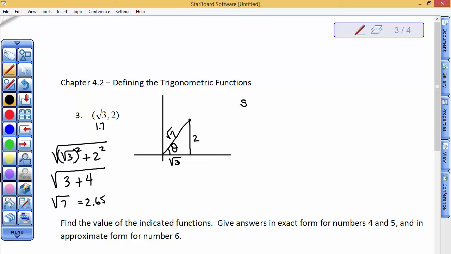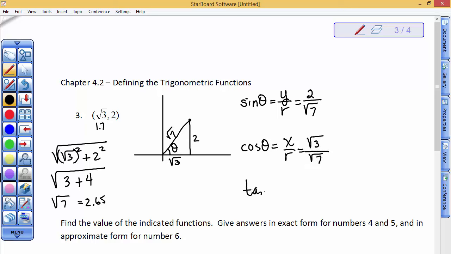Remember, sine is defined as y over r. Our y value in this problem is 2. Our r value is square root of 7. I'm going to come back to that in a minute. Cosine is defined as x over r. Our x value is the square root of 3. It's right here on the x-axis. Our r value is the square root of 7. So square root of 3 over the square root of 7. And then finally, tangent is defined as y divided by x. Our y value is 2, and our x value is the square root of 3.